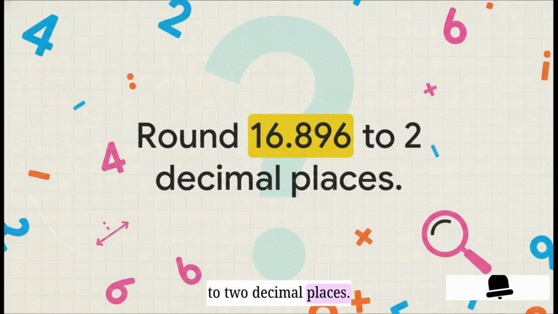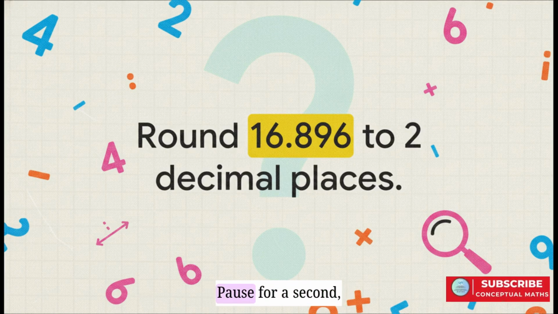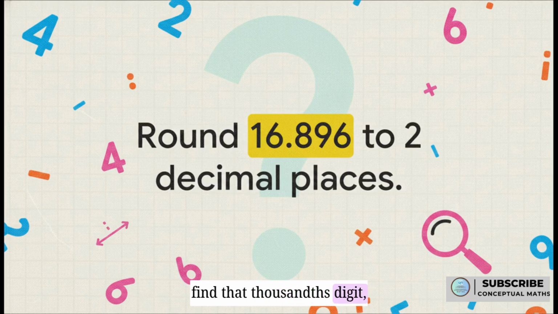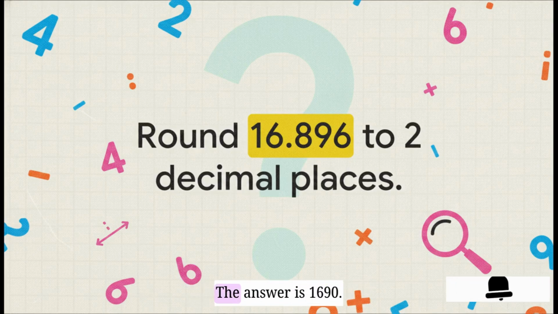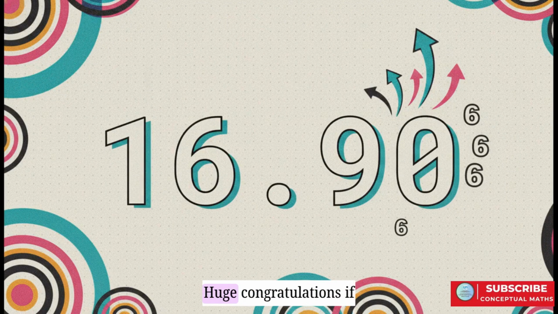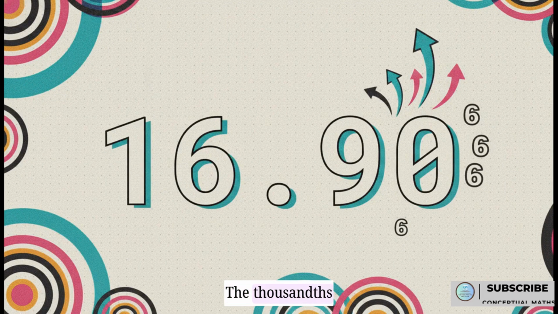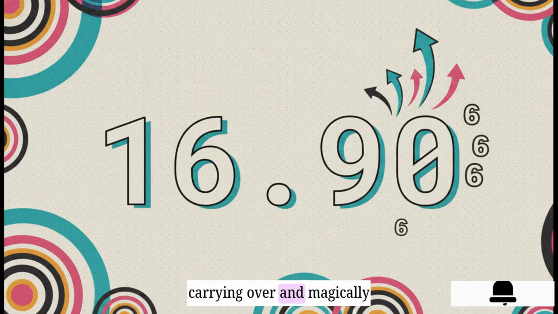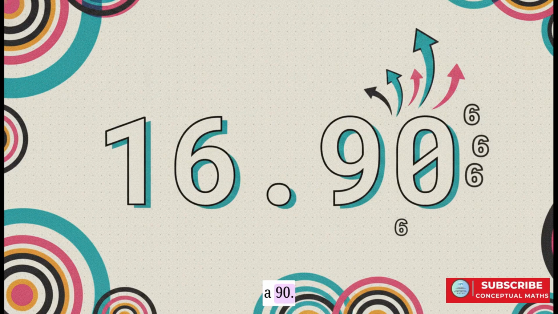Round 16.896 to 2 decimal places. What is the answer? Pause for a second, find that thousandths digit, which is 6, and figure out what that 6 is going to do to the 89. The answer is 16.90. Huge congratulations if you got that right. The thousandths digit was a 6, which causes the 9 to round up to a 10, carrying over and magically changing that 89 into a 90.